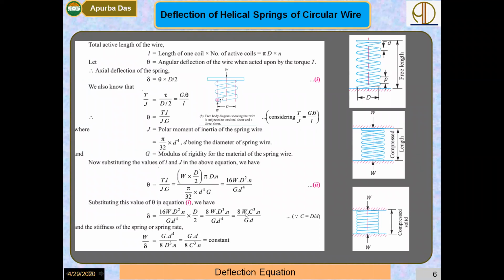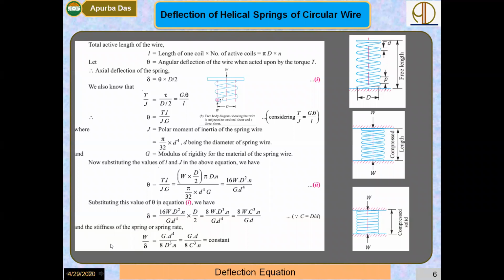That is 8W. What is C? C is D by d, capital D by small d. So D cube by small d cube, we can write C cube. So 8W C cube n divided by G, and another d is there. So G d. So 8W C cube n by G d, that is the deflection.